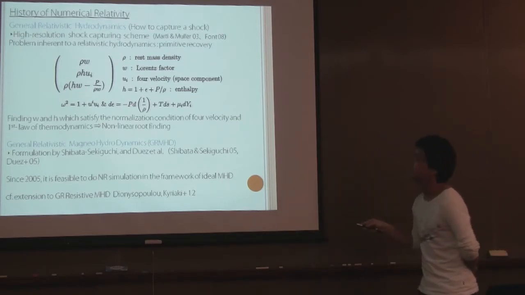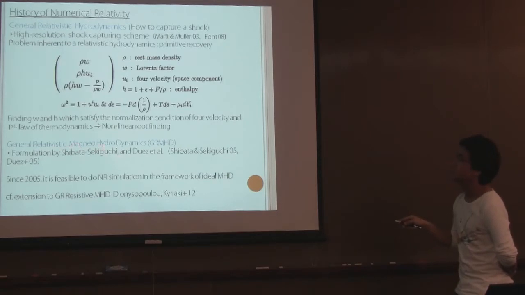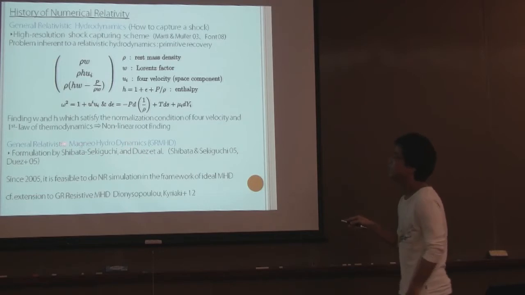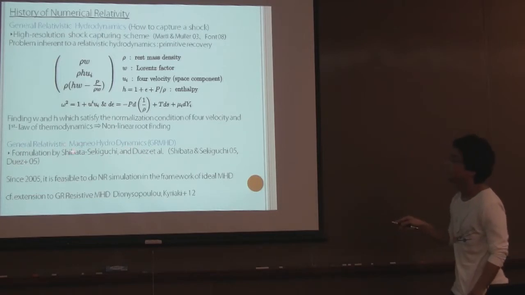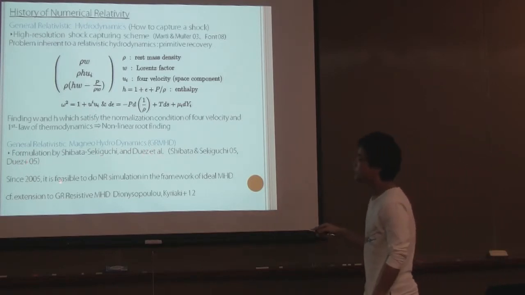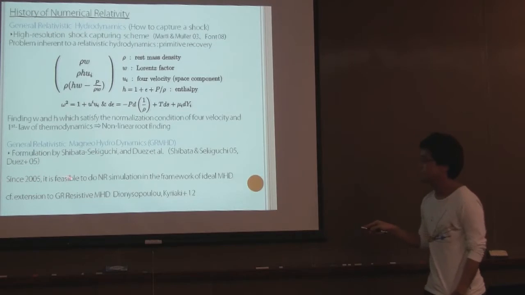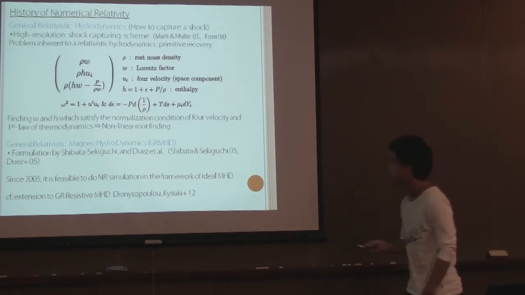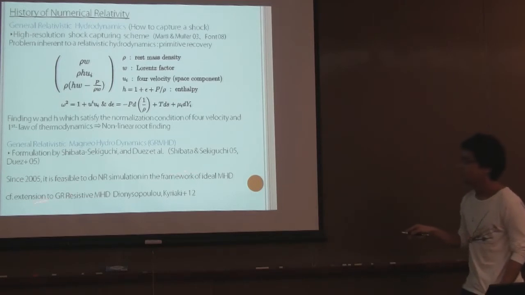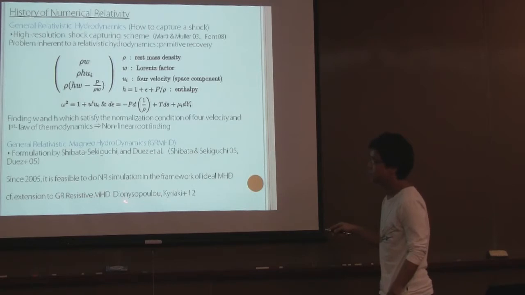The extension to general relativistic magnetohydrodynamics is straightforward, and it has been formulated by Shibata and Kiuchi, and Duez and his collaborators in 2005. Since then, it is feasible to do GR-MHD simulations in the framework of ideal MHD. The extension to GR resistive MHD has been proposed recently by them.